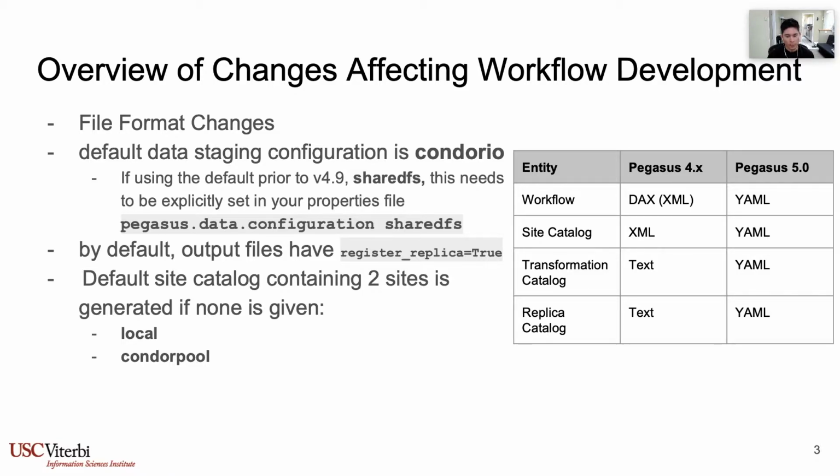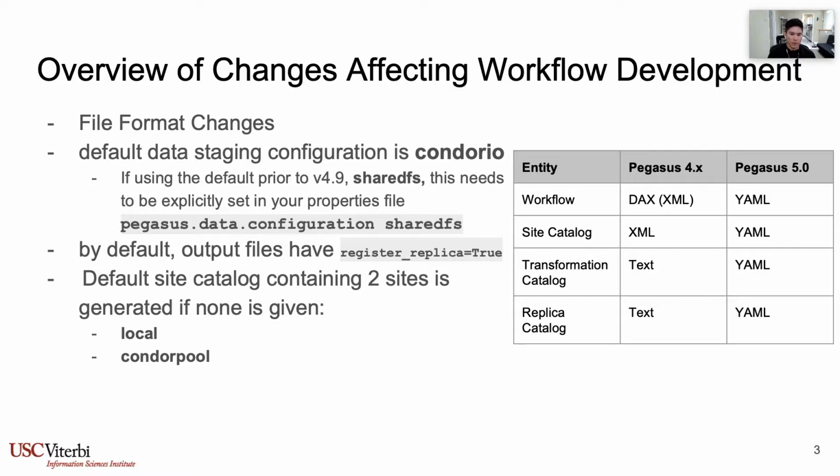By default, output files now have this register_replica equals true flag set. So when you use the API and you add an output file, this flag is set to true by default. So these files will be registered in your output replica catalog.